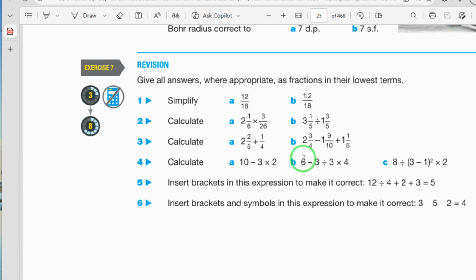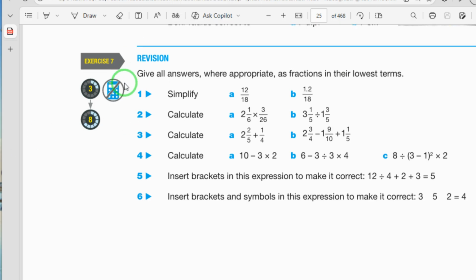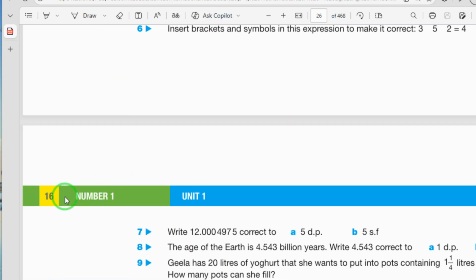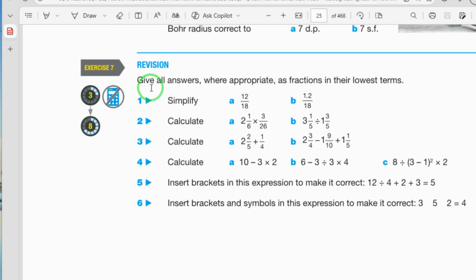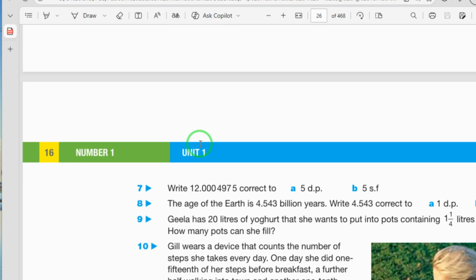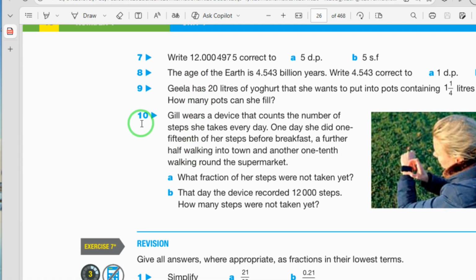Today we are going to work out exercise 7, page 15 and 16. This exercise started from question number 1 and ended at question number 10. But the last 4 questions are a little bit challenging and difficult.